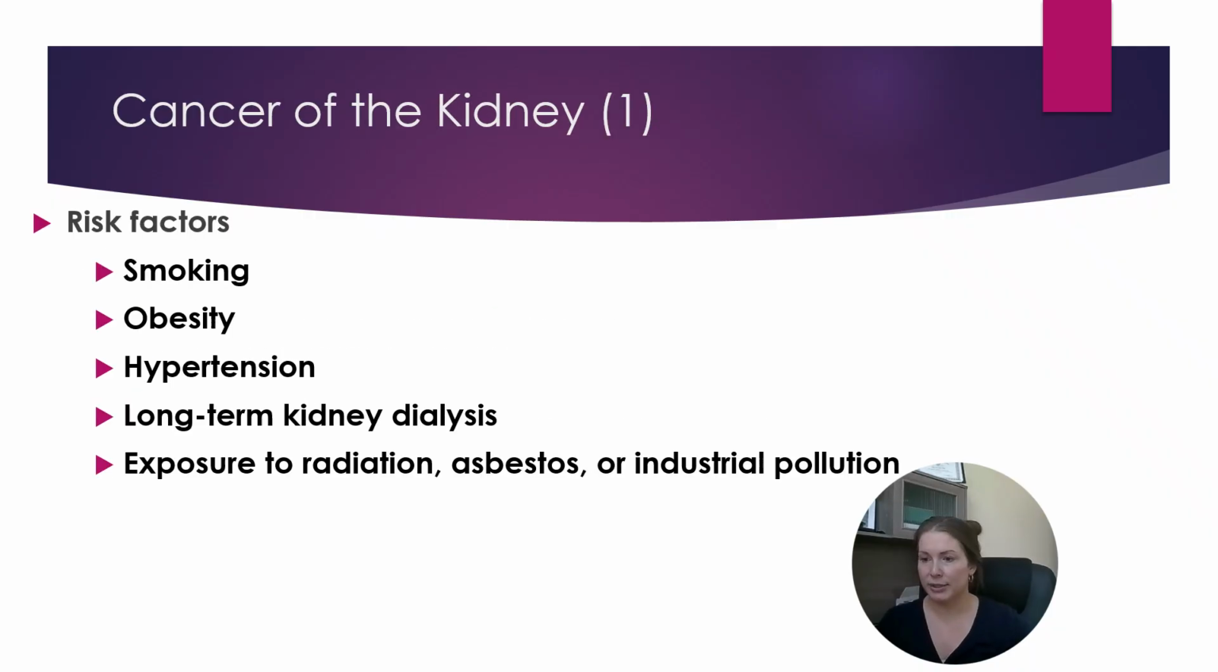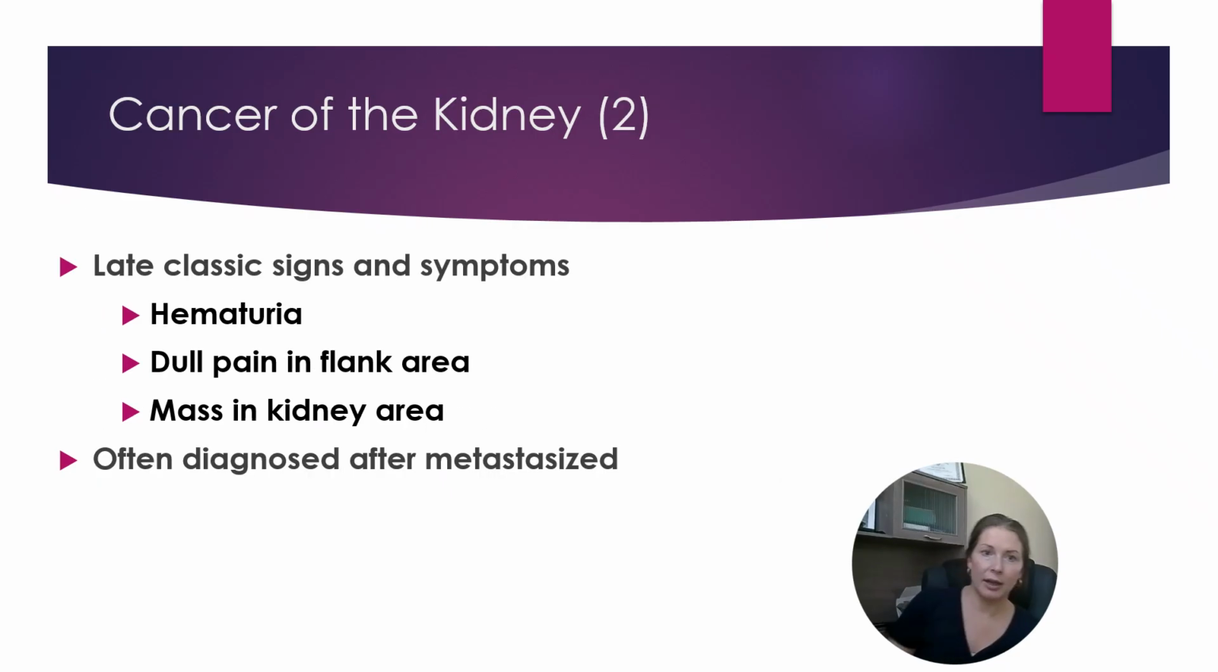Okay, so risk factors of kidney cancer: smoking, obesity, hypertension, long-term kidney dialysis, exposure to radiation, asbestos, or industrial pollution. Our classic signs of cancer of the kidney are hematuria, dull pain in the flank area, and a mass in the kidney area. This is often diagnosed after it's metastasized. So cancer was in one other place, and now it's moved into the kidney.